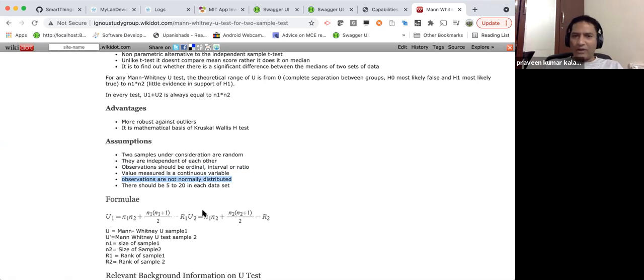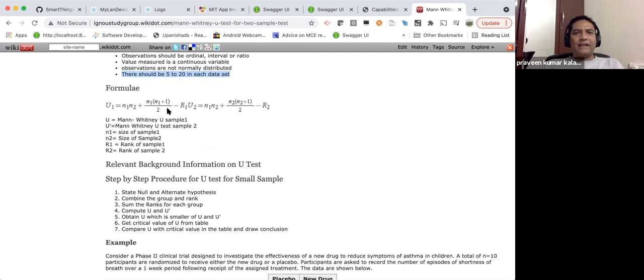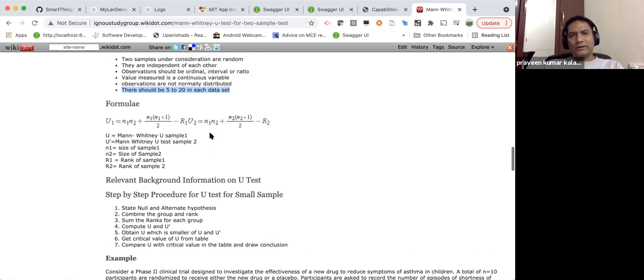Observations need not be normally distributed, as such, right? And the sample size can be even smaller, a minimum of 5. It can reach 20 or even greater than that, for that matter, if it is non-parametric, I mean, if it is ordinal data or whatever it is. And the formula really looks like this. Okay, so there are two things. One is U1 and the other one is U2. So there are two formulas. You will calculate group 1 against group 2 kind of a thing.